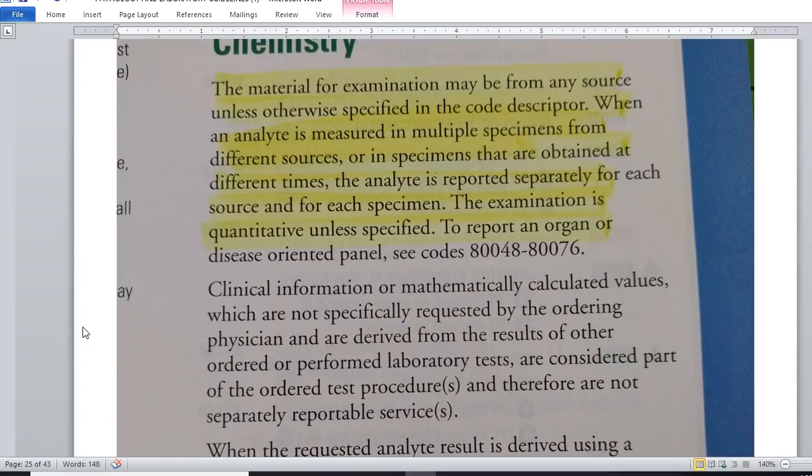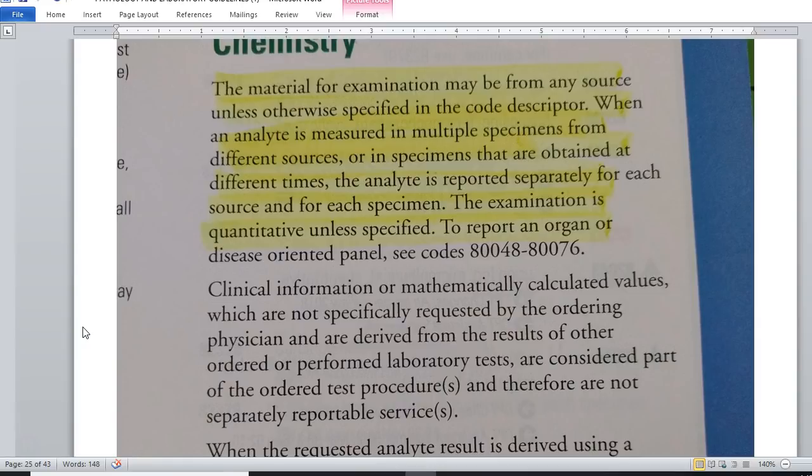Now, the easiest way to find the codes under chemistry is to go under Pathology and Laboratory, Chemistry. Okay, and that's one of the ones I suggest that you highlight as a subdivision so that you can easily find it. And chemistry goes on for quite a few pages in your alphabetic index. So it tells us the material for examination may be from any source unless otherwise specified in the code descriptor. When an analyte is measured in multiple specimens from different sources or in specimens that are obtained at different times, the analyte is reported separately for each source and for each specimen. The examination is quantitative unless specified.